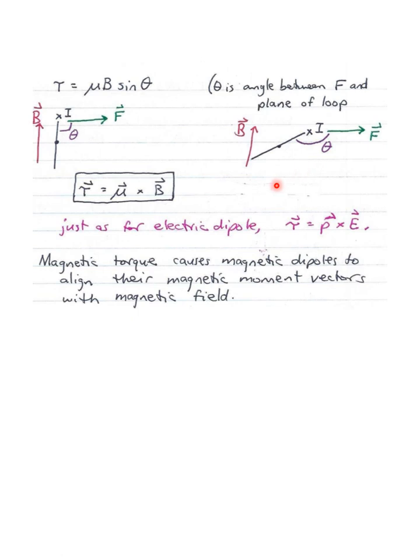And what we see is that through its motion, torque is the cross product of mu and B, the magnetic dipole moment and the magnetic field. Just as for the electric dipole, remember torque was the electric dipole moment cross the electric field. So you see those similarities right there. Magnetic torque causes magnetic dipoles to align their magnetic moment vectors with the magnetic field.